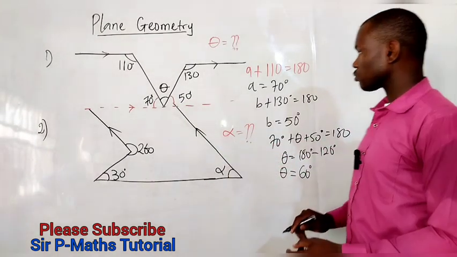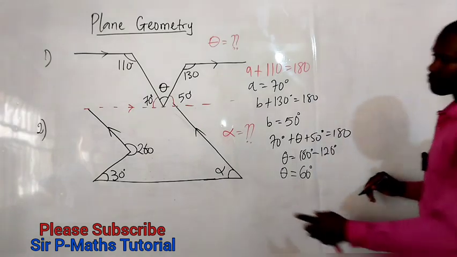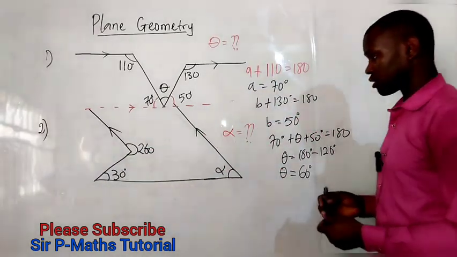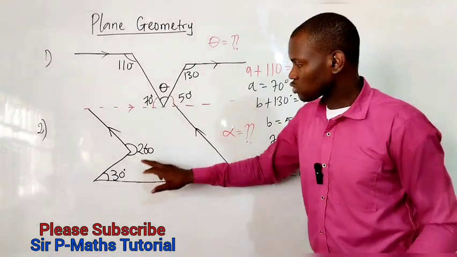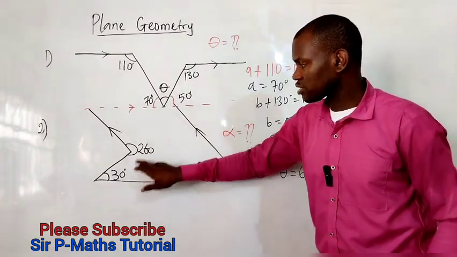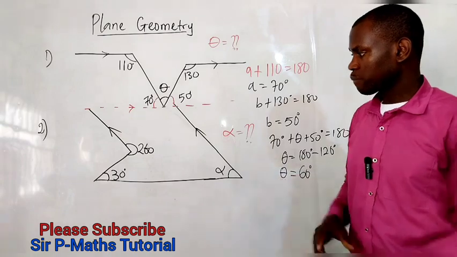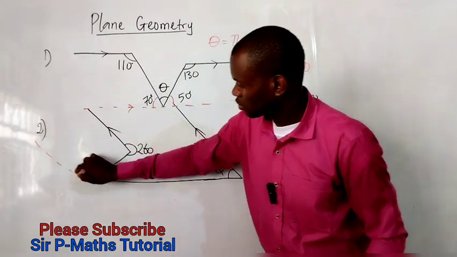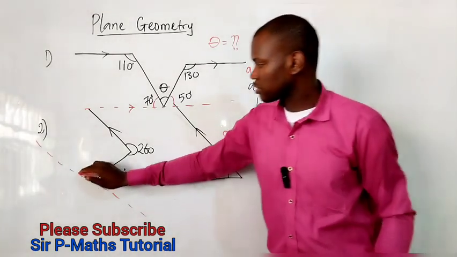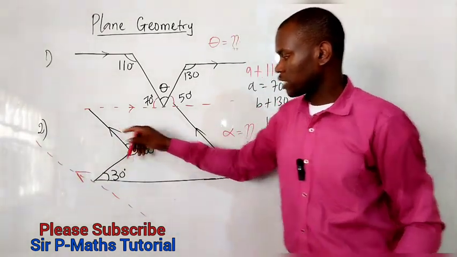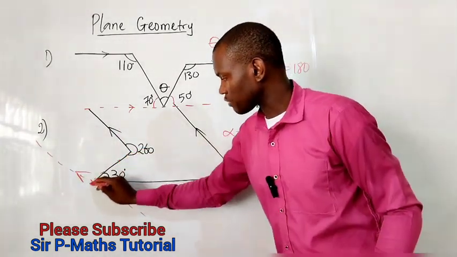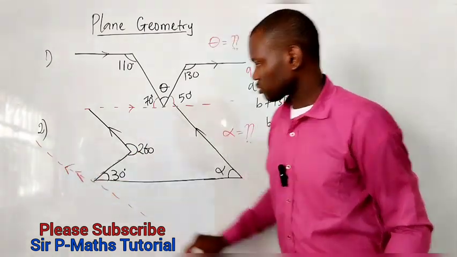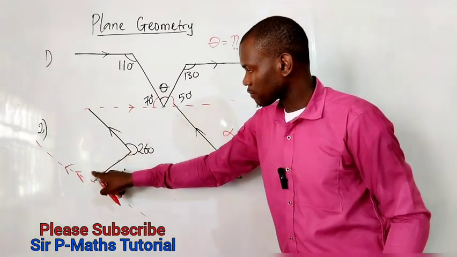Let's solve the second one. For the second one, this line and this line are parallel. Let's find a way to find a relationship between this and this. Let me create another parallel line. This line now is parallel to this line, thereby producing this transversal. This line becomes a transversal. So look here and here.